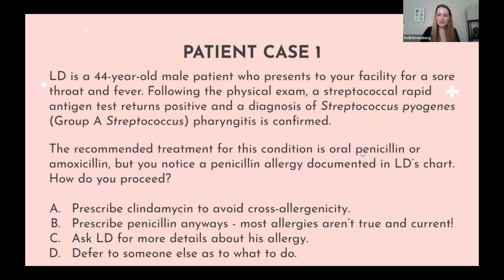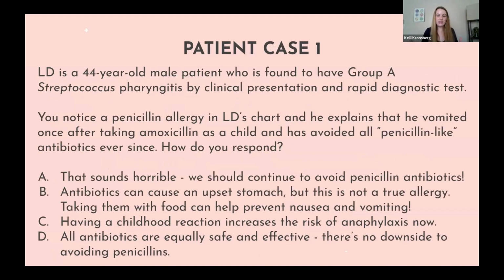Okay, great. Everyone got the point of this talk today. We want to ask for more details and figure out what happened. So we ask him, and he says he took amoxicillin as a child and he vomited once and has avoided all penicillin-like antibiotics ever since. So how should we respond?